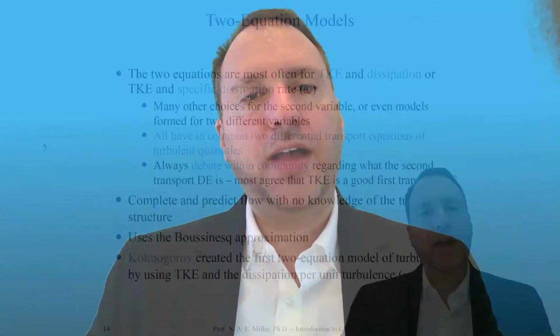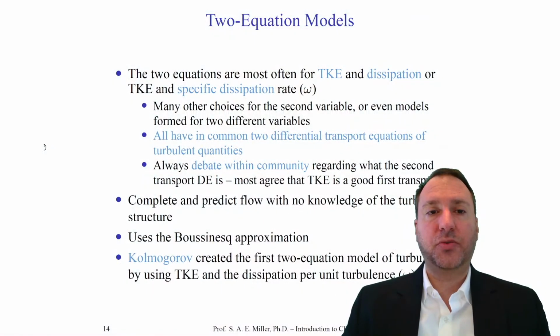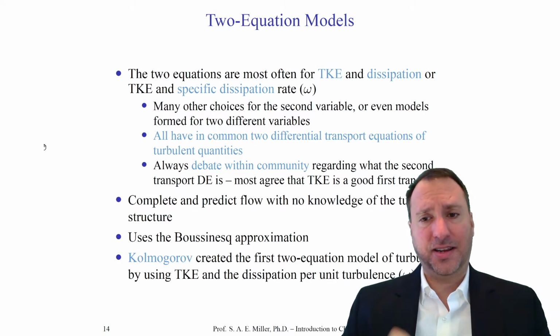Just as we saw in one-equation models, there are many different choices. For the variables being solved, we can choose any two particular variables we wish for the two equations. But of course, there are popular choices which are implemented in the CFD codes. They all have in common two differential transport equations of turbulent quantities. There's always a debate within the community regarding what the second transport differential equation might be. Most agree that the first equation should be TKE, that is, the turbulent kinetic energy.